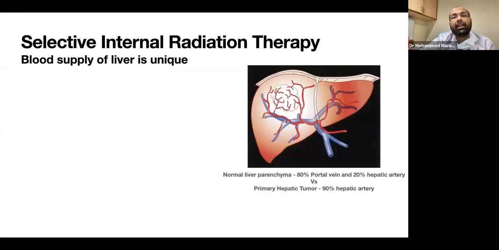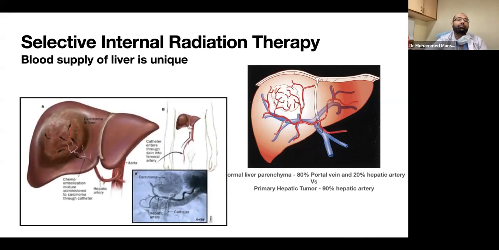Now, coming to the selective internal radiation therapy, what we use is the unique blood supply of the liver. Here, the normal liver parenchyma gets blood supply from the portal vein and hepatic artery, and maximum portion of this comes from the portal vein, and only 20% is supplied by the hepatic artery. Whereas if you see the tumor, it gets more than 90% of its blood supply directly from the hepatic artery.